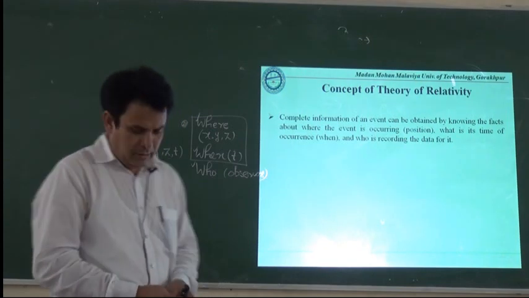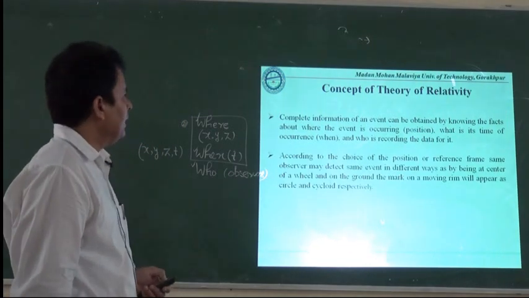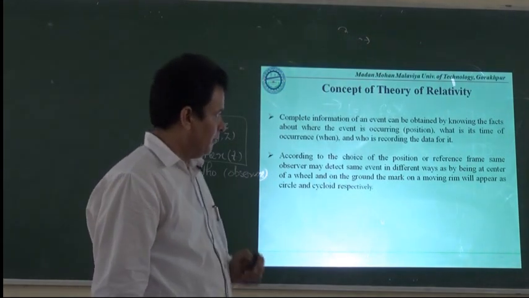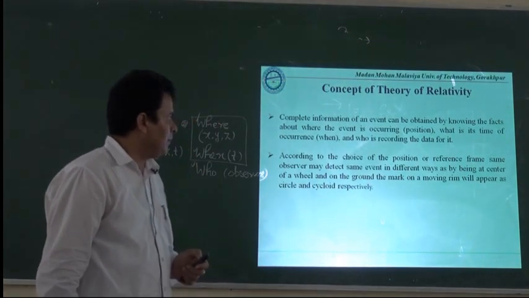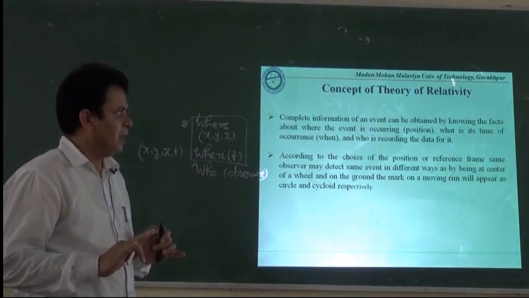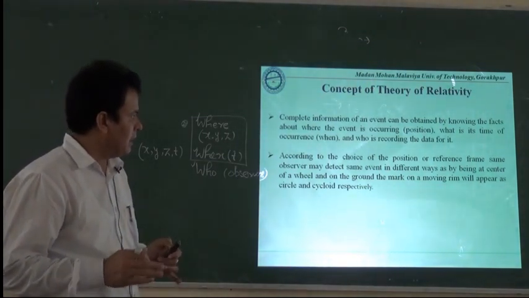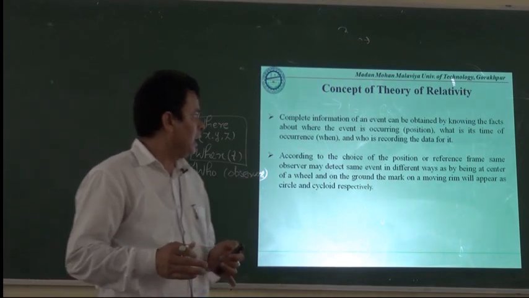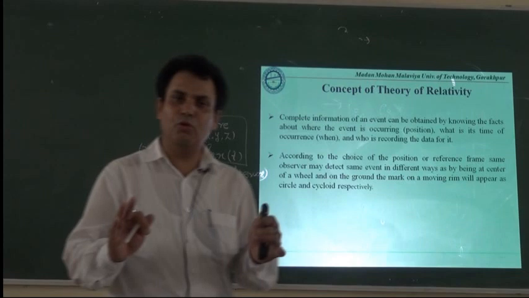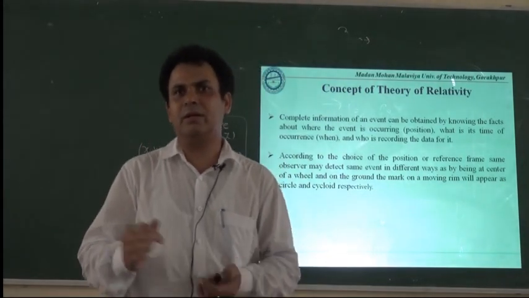So the next point here: according to the choice of the position or the reference frame, the same observer may detect the same event in a different way, as by being at the center of a wheel or on the ground, the mark on a moving rim will appear in a different way.